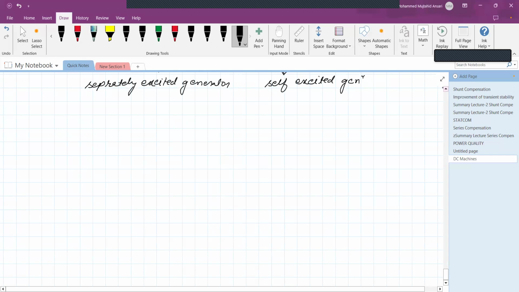Separately excited generator means the excitation is needed to produce the required amount of flux. Some current is needed to excite the field winding, to produce the required amount of flux with the help of an electromagnet. So it is separately excited. The field winding is connected separately, independent of the armature.